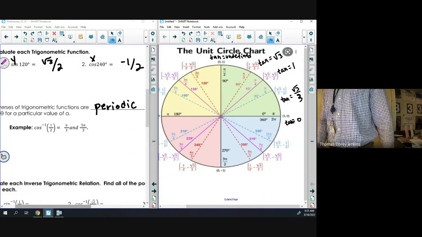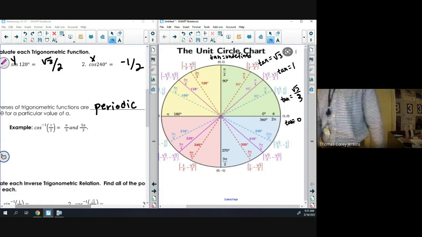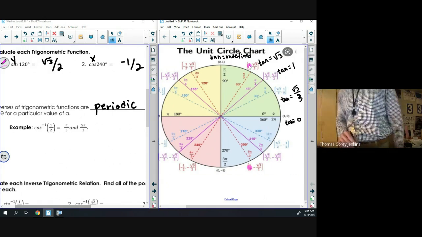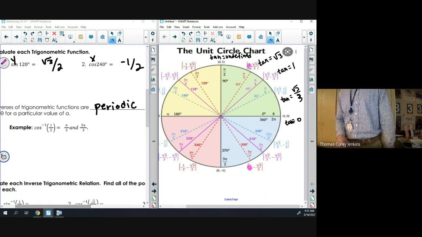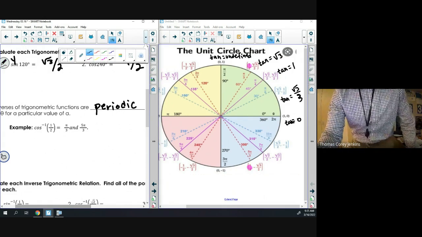Cosine, again, we think x or y there. So which one is cosine? X, good. So where is x positive 1/2 is kind of what they're looking at here. So it would be there, and let's see, there. Notice the angle measures where x equals 1/2, right? It's pi over 3 and 5 pi over 3. Okay. So you may want to just make a note here.